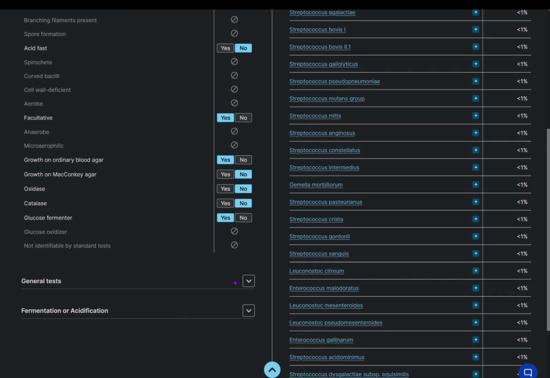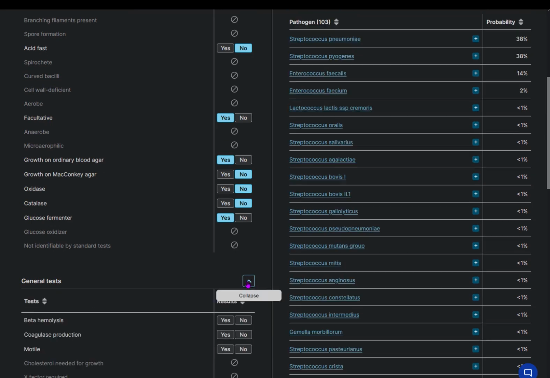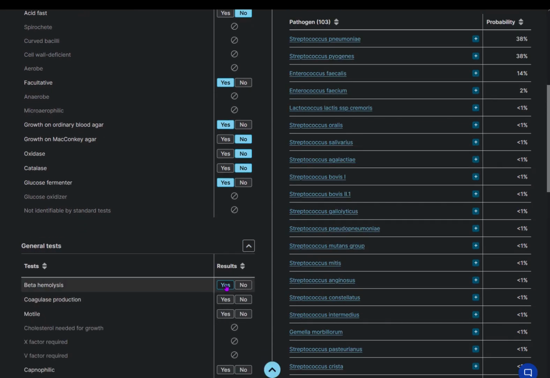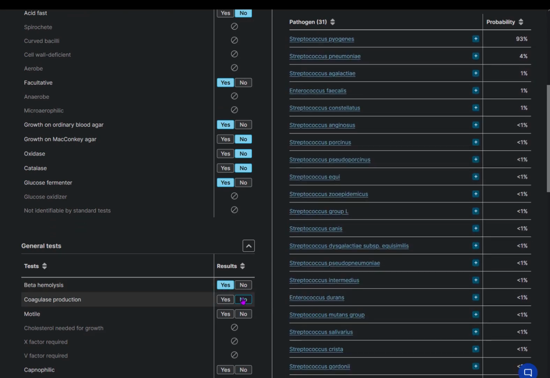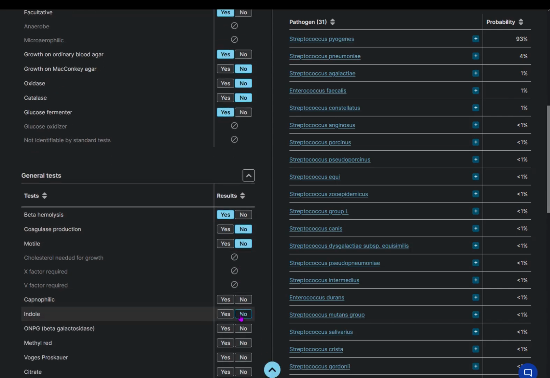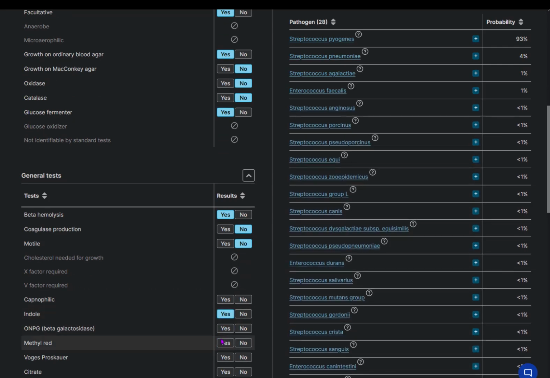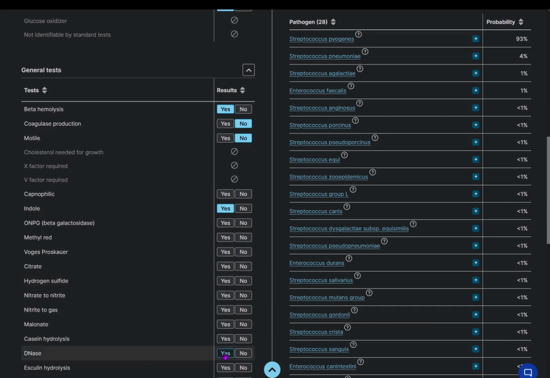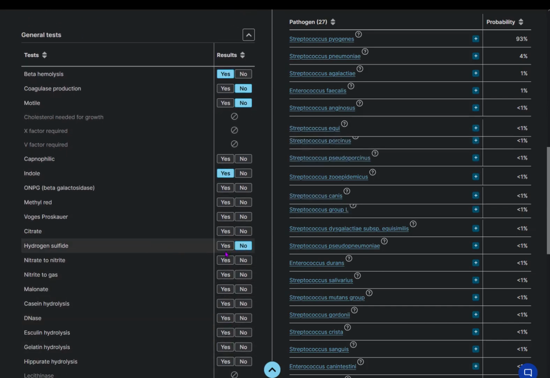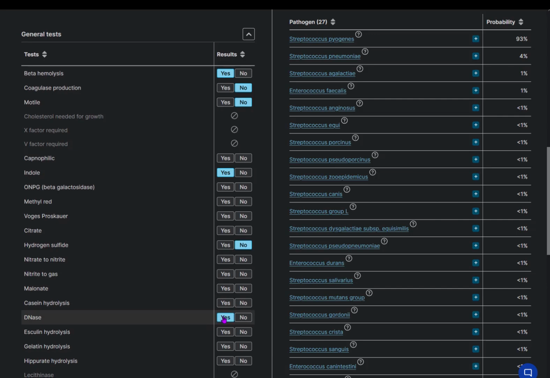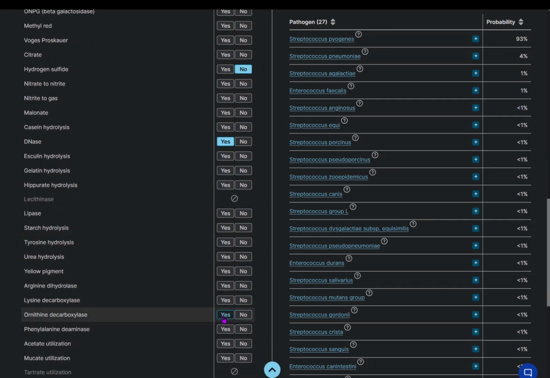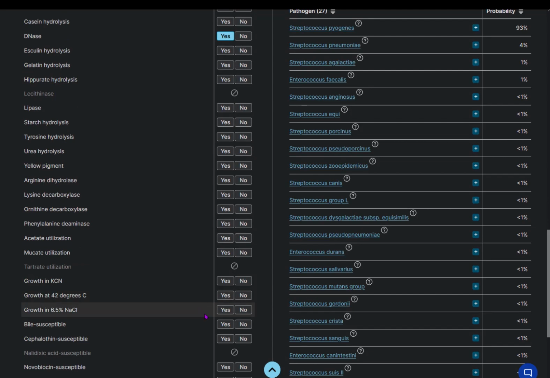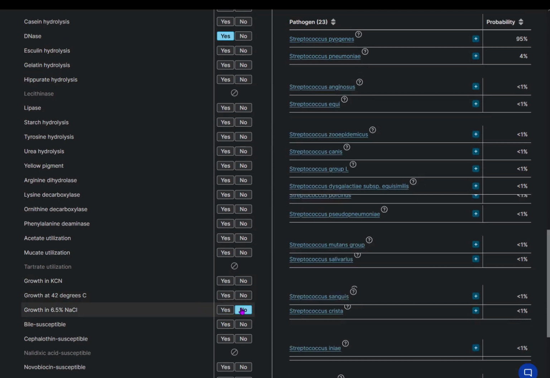And then we go to some of the next tests here, the general tests. It does do beta hemolysis, which is seen on the blood agar plate. It does not produce coagulase. It is not motile, and it produces indole. And I think these are the main ones. No hydrogen sulfide. DNA is positive, and there's a few more, but these are the key ones. Salt, it does not grow in salt environment.